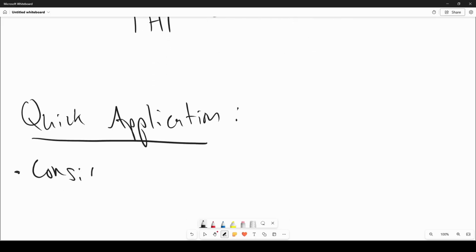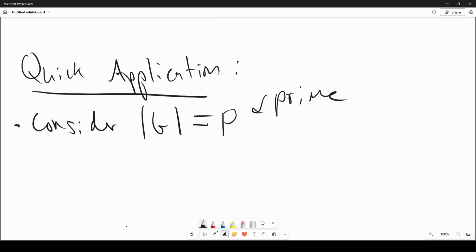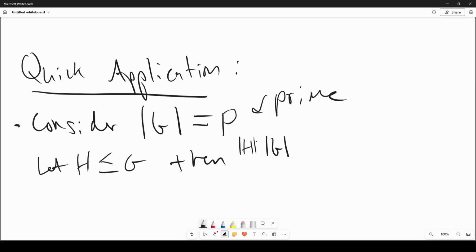Consider the order of some group G is some prime number P. This is prime. So what Lagrange's theorem tells us is that, if H is a subgroup of G, then the order of the subgroup has to divide the order of the group. What this means is, since P is prime, the order of the subgroup has to be 1 or P. So the only subgroups are the trivial subgroup, which is just the identity, or the entire group.